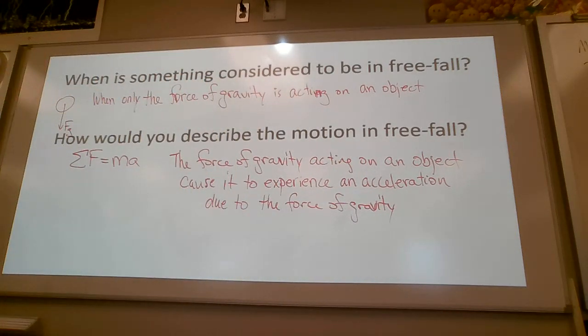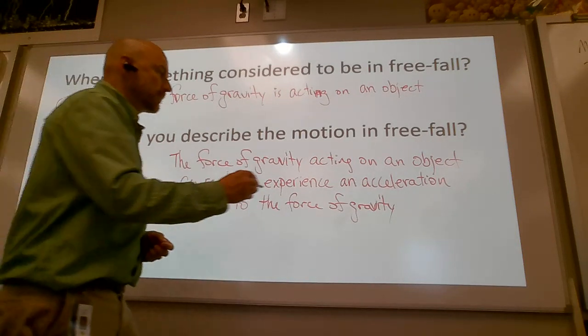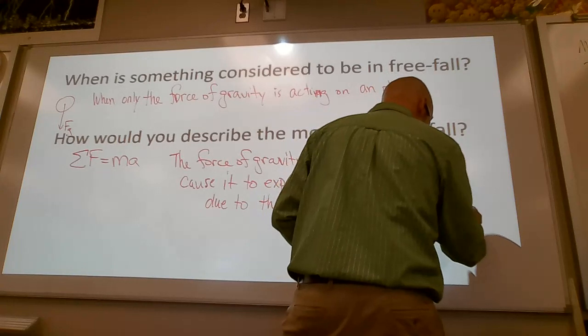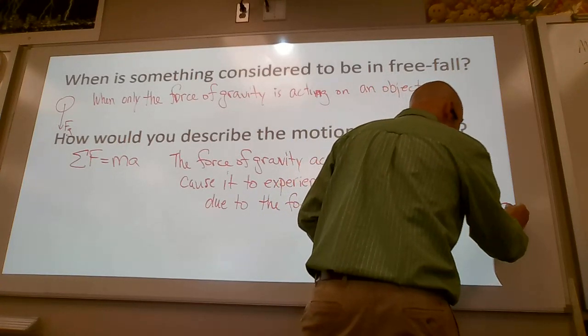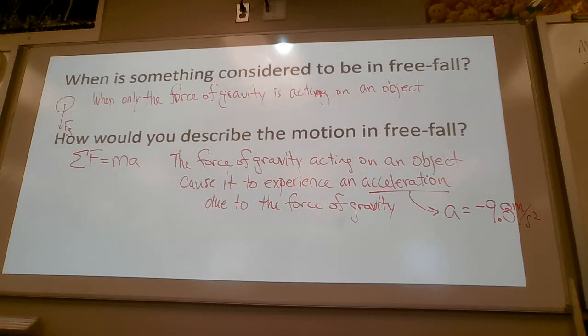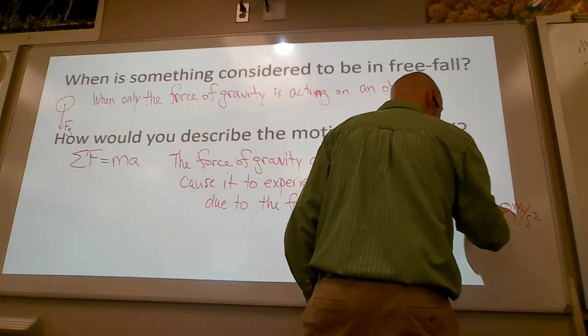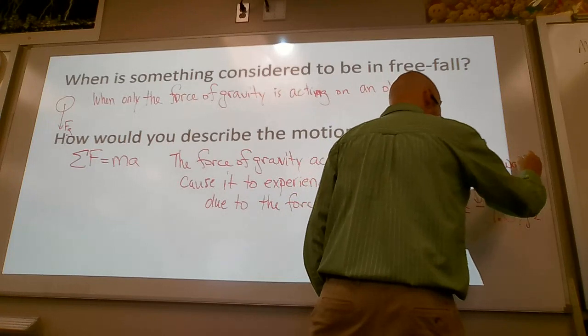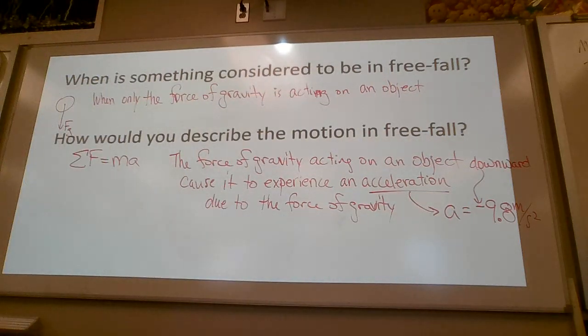Okay. That acceleration has a value of 9.8 meters per second squared. And what do you think that negative out there represents? Why is it downward? It's the same direction as the force. Okay, the force of gravity is acting down, therefore the acceleration it experiences is in that same direction as the force, downward.